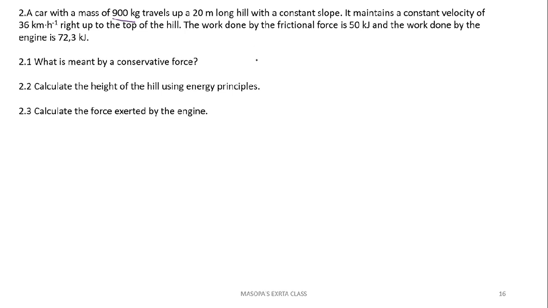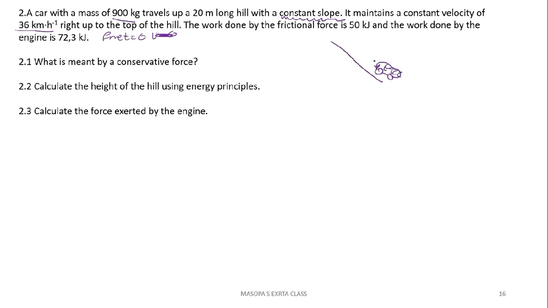Okay, let's look at this question. It says that we have a car with a mass of 900 kg that travels up a 20 meters long hill with a constant slope. You see that it maintains a constant velocity of 36 kilometers per hour. Constant velocity. That means that your F net is close to 0. Basically, this car, let's say a test.